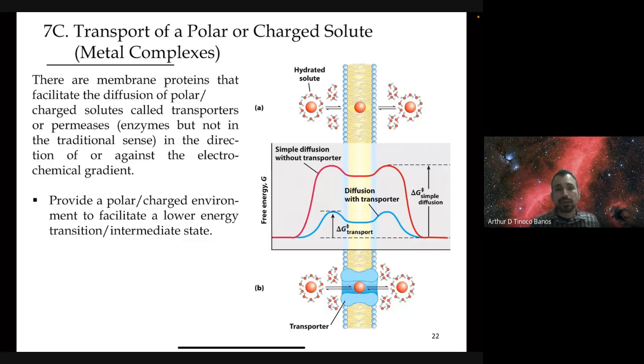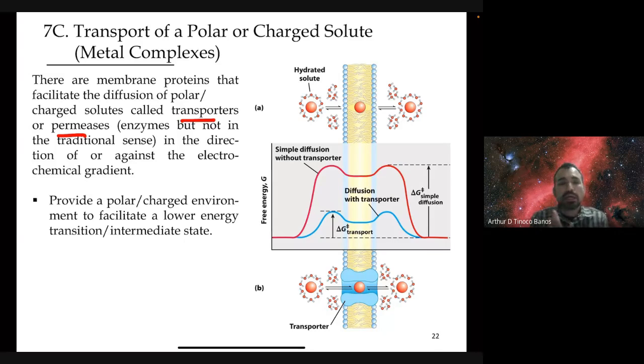All right. As part of this idea of something facilitating, you then have transport of a polar or charged solute. Here is where you can start thinking about metal complexes, so charged metals and charged metal complexes. There are membrane proteins that facilitate the diffusion of polar charged solutes, called transporters. These transporters are also known as permeases.